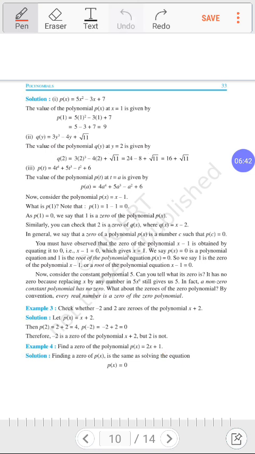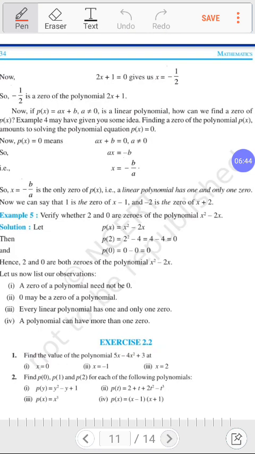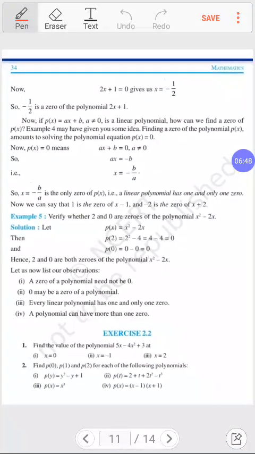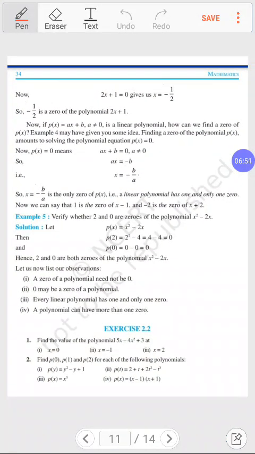After this, it is on the next page, you can see over here. When we write p(x) is equal to 0, then what happens? In place of p(x) there comes 2x plus 1. 2x plus 1 is equal to 0 gives us what? x is equal to minus 1 by 2. How does x become minus 1 by 2?